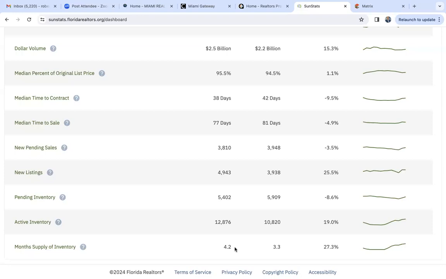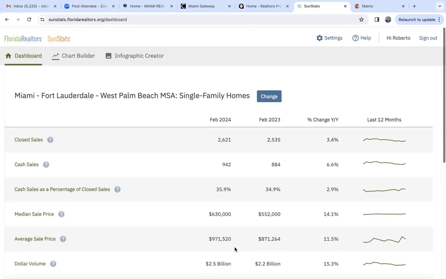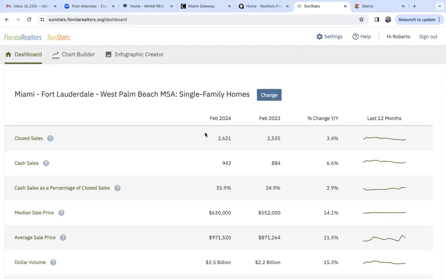Remember, 4, 5, or 6 months is a normal balanced market. And that's what we're looking at here, guys. So use this. You can print this. You can create infographics for your social media postings through here. And you can use this to identify how the market is behaving throughout all of Florida.